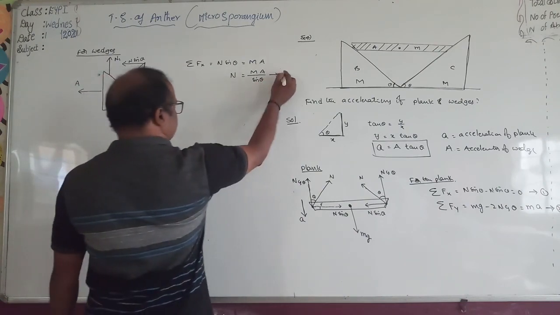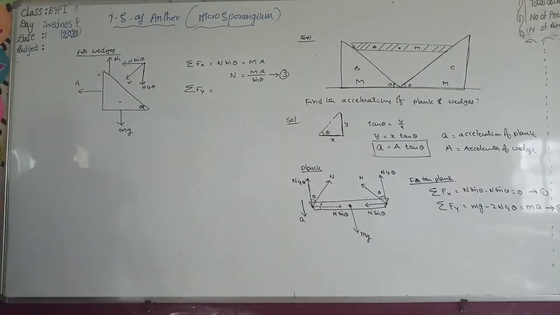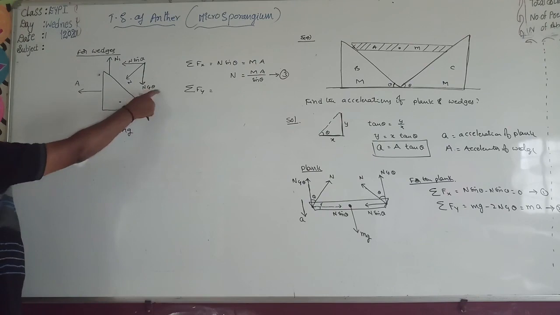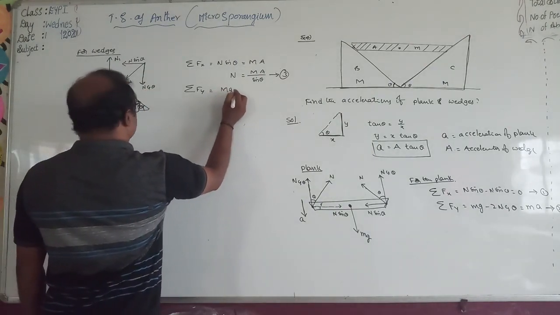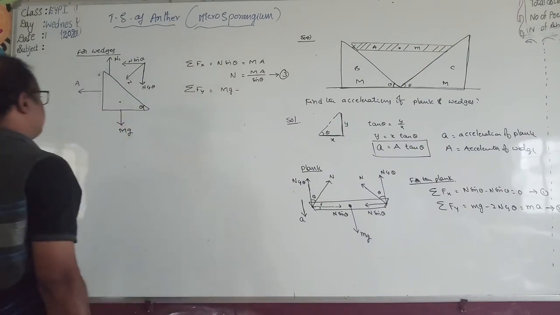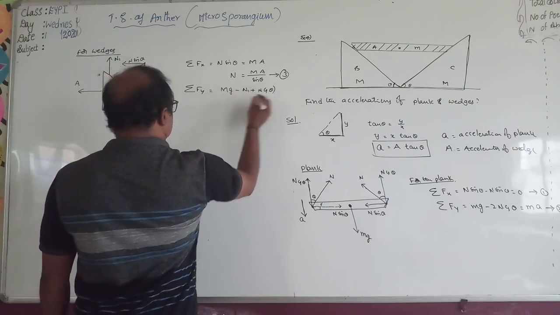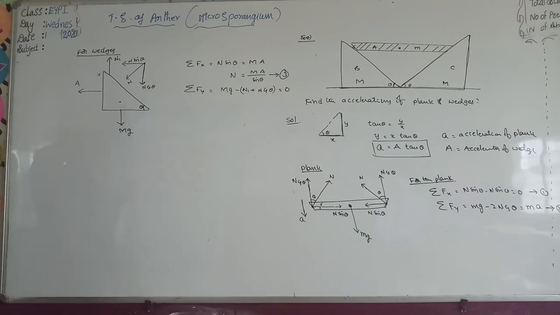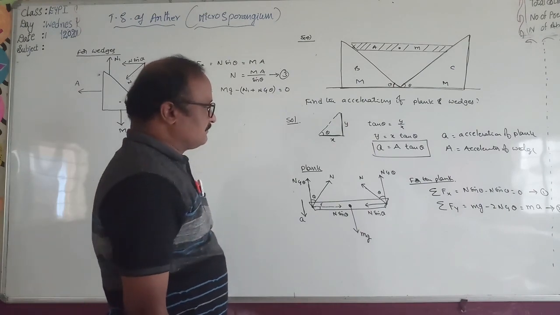This is equation 3. Also, sigma Fy along the vertical direction: there is no acceleration. Upward forces are N1, downward forces are N cos theta and Mg. That's why Mg minus N1 plus N cos theta, this total is equal to 0. That is, we don't need it. What we need here is that we have the values of small a and also capital A.